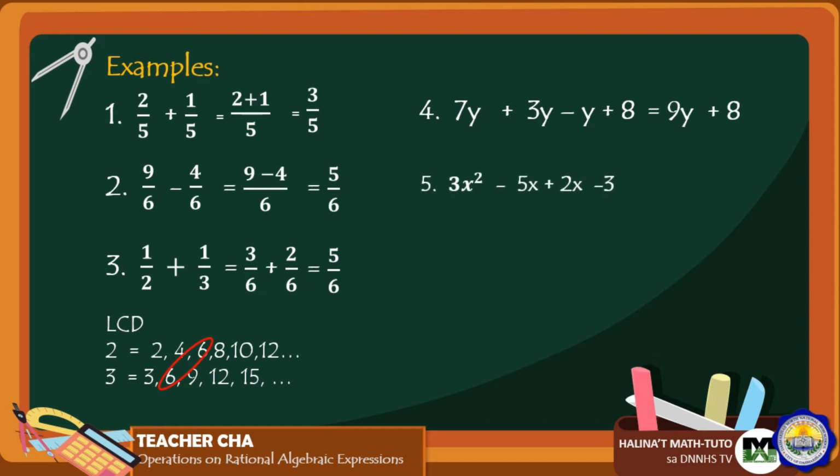And example number 5, we have 3x squared minus 5x plus 2x minus 3. 3x squared has no like term, so we simply copy 3x squared. And for negative 5x plus 2x, we combine one negative and one positive, so we subtract. 5 minus 2 is equal to 3, and the sign is negative. So you have 3x squared minus 3x minus 3.